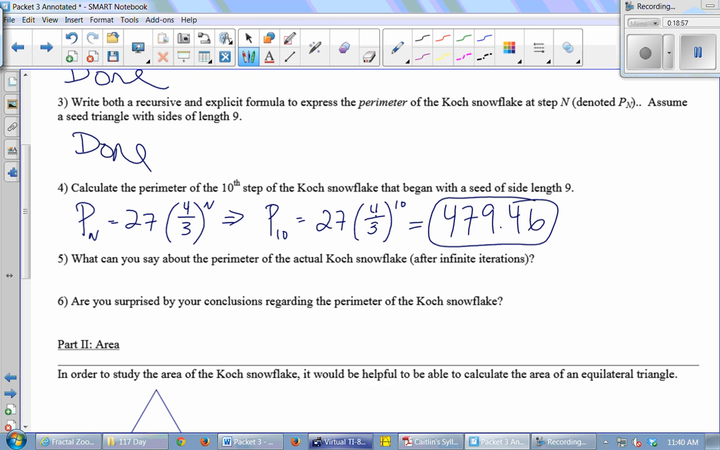So what can you say about the perimeter of the actual Koch snowflake, the one that you would get if you could do this for infinity? What would its perimeter be? Really long, right? It just keeps getting longer and longer at every step, so its perimeter would have to be infinite. Are you surprised? No. We guessed this at the very beginning, right? We already thought that this was true, that this infinite object would have an infinite perimeter.